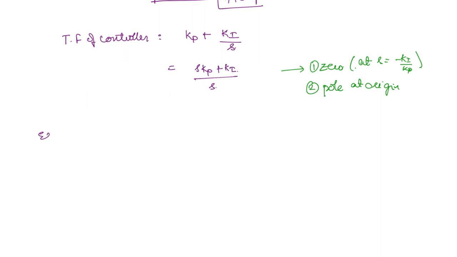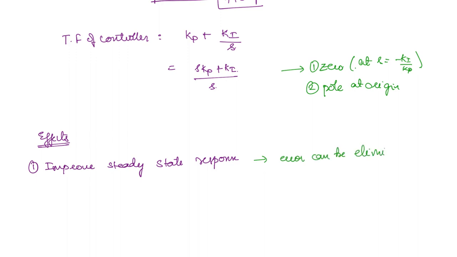What are the various characteristics? The very first characteristic is that it will improve the steady state response. In the PD controller we saw it improved the transient response; this will improve the steady state response. What happens when you increase the type of a system? For type 0 and type 1, we discussed in time domain analysis that as the type increases, the error reduces. Here we have a pole at the origin, which increases the type of the system, and that is why it eliminates the error. So you can write here, error can be eliminated by increasing system type. That is why the PI controller will improve the steady state response.